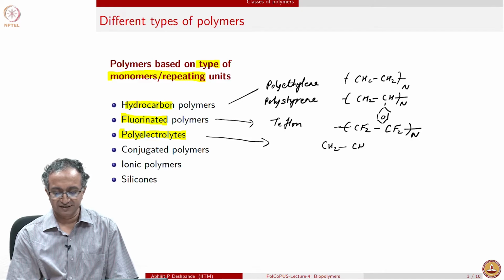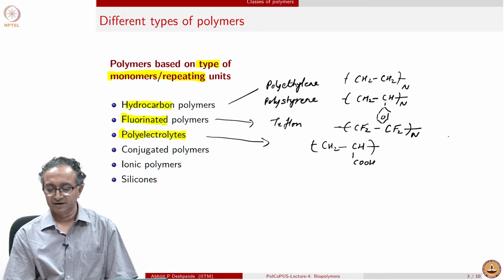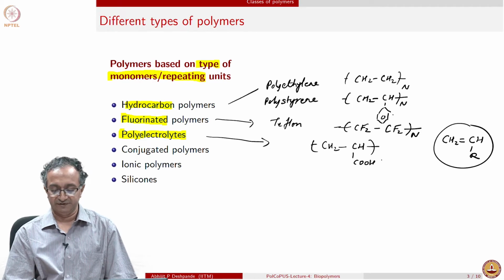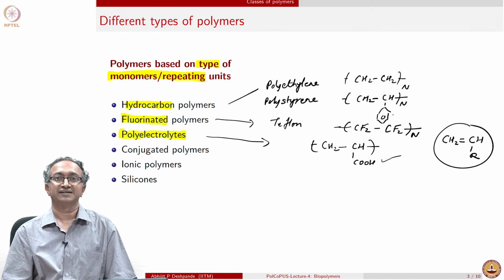Again, you can see that many of these are very similar in that all of these are broadly made from monomers which are of this kind. So this monomer is very versatile. By changing R, one example, we can get polystyrene. If we change R to a carboxylic acid group, we get what's called polyacrylic acid.